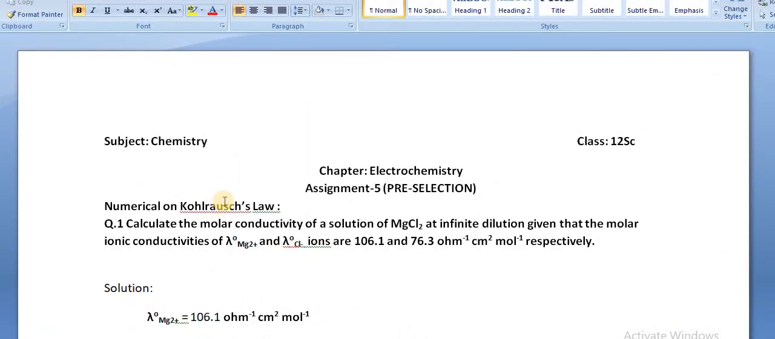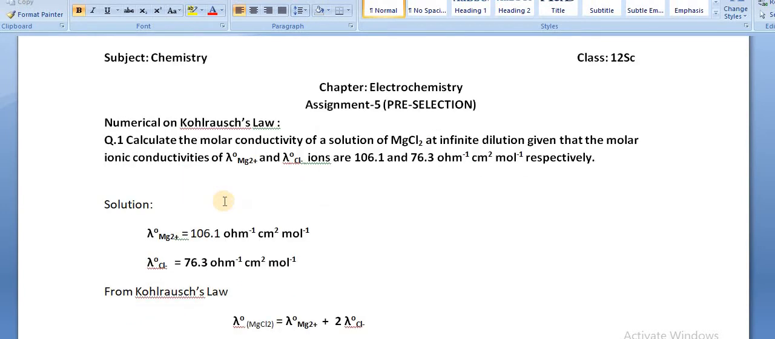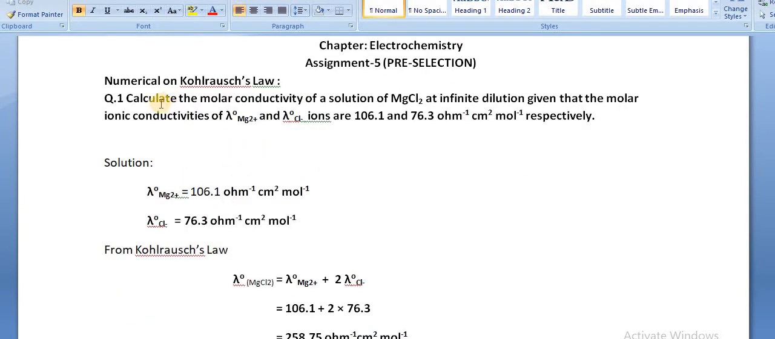Now we are going to see the numerical based on this law, Kohlrausch law, because it's a very important law. So the question is, calculate the molar conductivity of a solution of magnesium chloride at infinite dilution, given that the molar ionic conductances of Mg2 plus and Cl minus ions are 106.1 and 76.3 per ohm centimeter square per mole respectively. So from the question you can write down the given values: for Mg2 plus it is 106.1 and lambda Cl minus is 76.3, along with the unit.